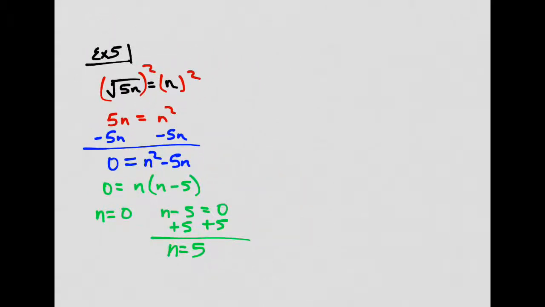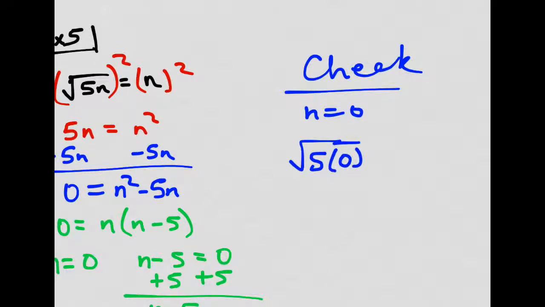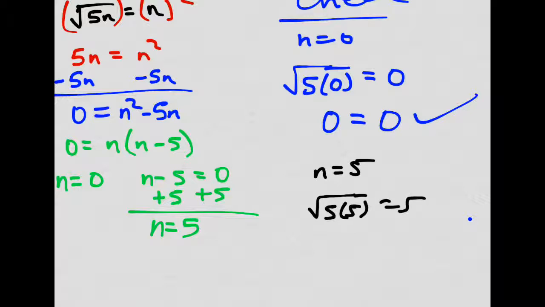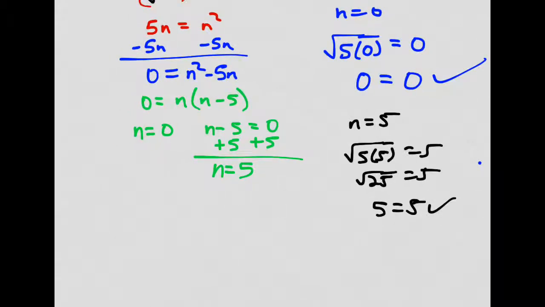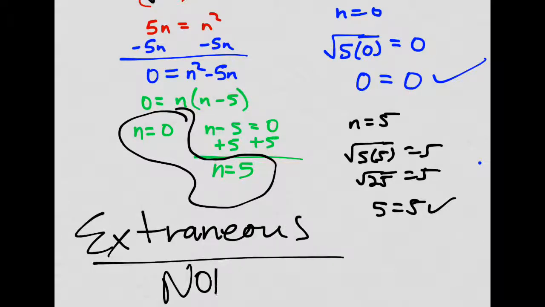All I have to do is go back and check. So I want to check n equals 0. That's the square root of 5 times 0 is equal to 0. Alright, so that's 0 is equal to 0, so that one works. And then I want to check n is equal to 5. Square root of 5 times 5 is equal to 5. So that's the square root of 25 is equal to 5. So that works. So both of these are solutions. What are my extraneous ones? None.